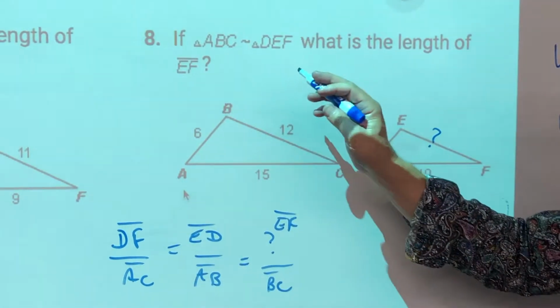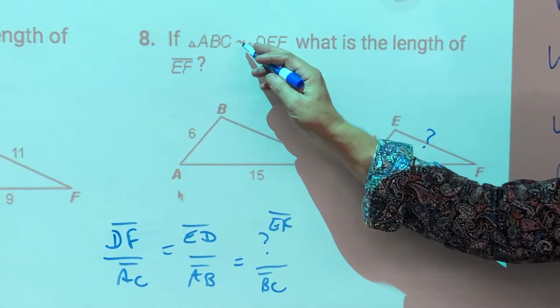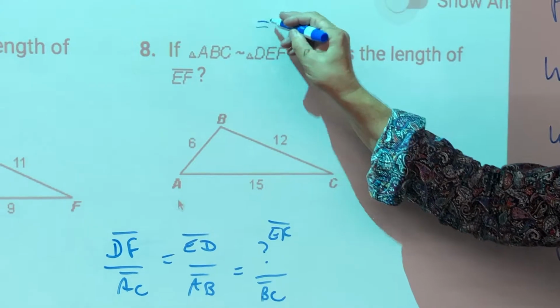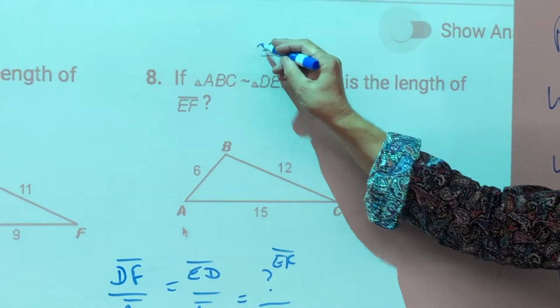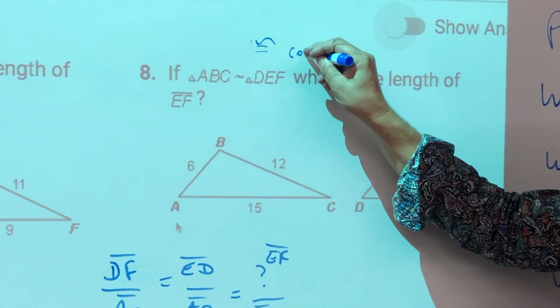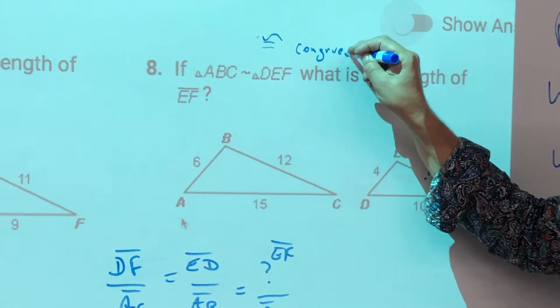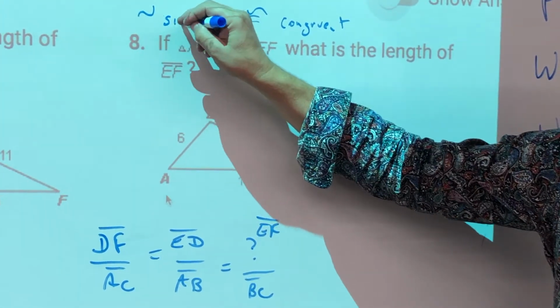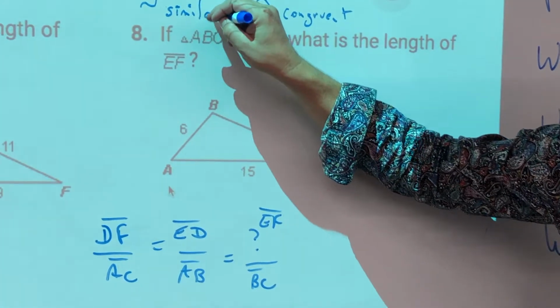All right, so this problem, be careful. This symbol here means similar, so it doesn't mean congruent. A congruent symbol is like this. This is congruent. It's a squiggly with an equal sign, and a similarity means just a squiggly. So this right here is similar. Make sure you're aware of the difference.